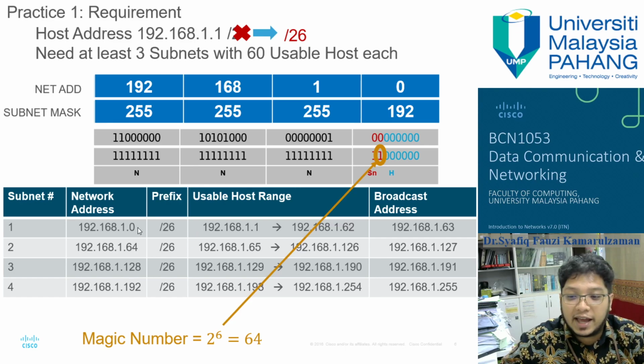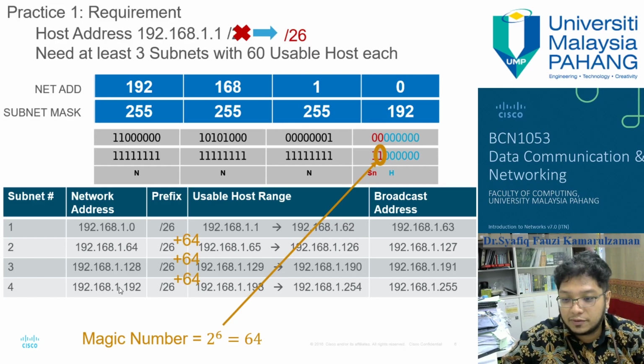So you can just add it to your network address. The first network address plus 64 becomes .64. Then you add another 64, it becomes .128. Then you add another 64, it becomes .192. If you add another 64, it becomes 256, but we don't have 256, we only go up to 255.